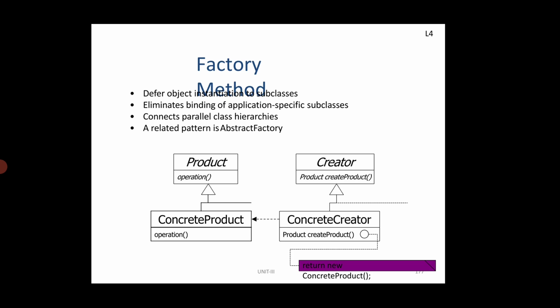Look at this diagram: product. We have some operation that inherits, and we defer the object instantiation to its subclasses, like concrete products. Okay, we need to eliminate the linking of the application to specific subclasses. So we need to connect this as parallel class hierarchies. It is a pattern related to the abstract factory design pattern.